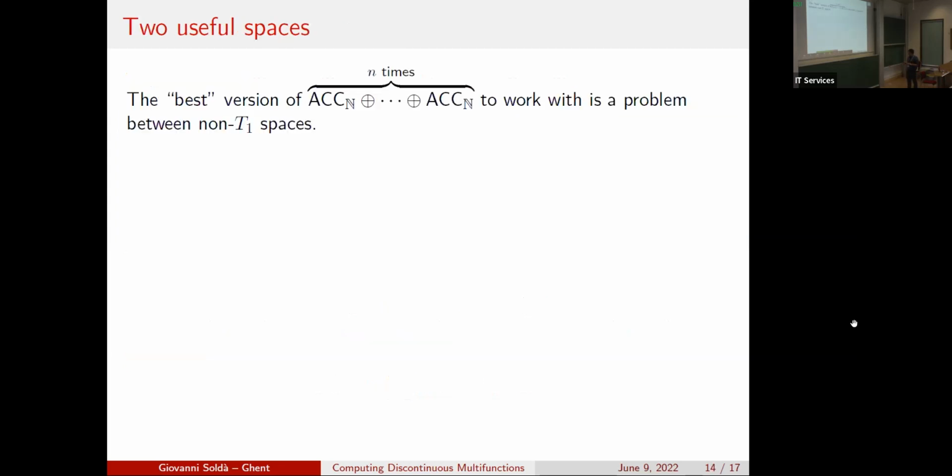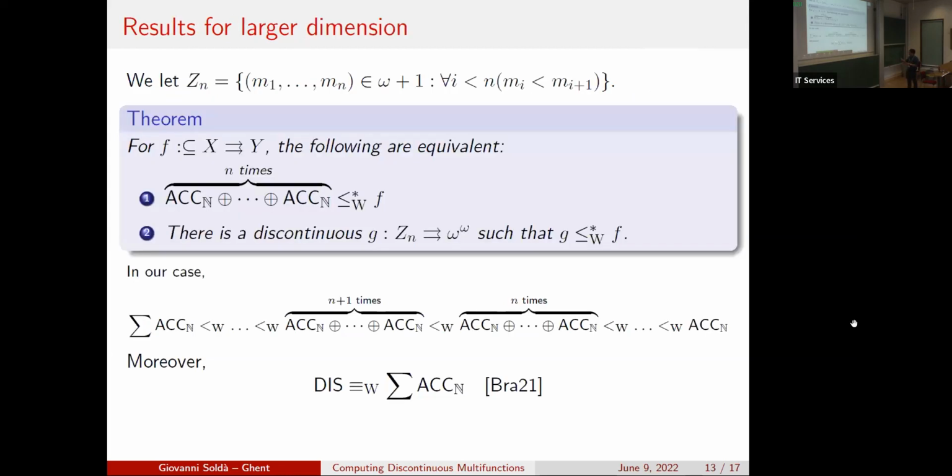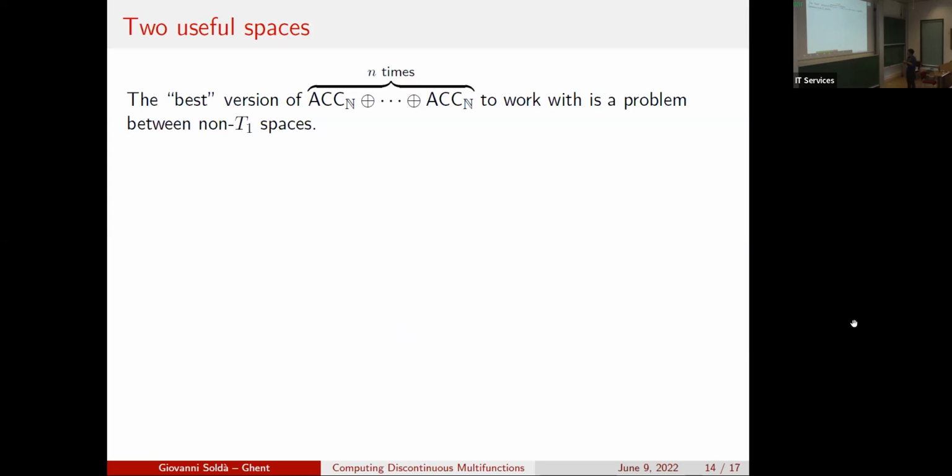Right, and something which is also maybe interesting to say is how to prove this theorem in a certain sense, because ACCN is sort of the right degree, but not exactly the right space to work with when you want to prove this result. Okay, and something that is maybe quite interesting is that the best representative of this degree to work with is actually a problem between weird topological spaces in a certain sense.